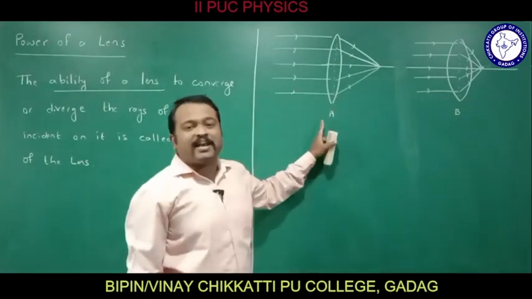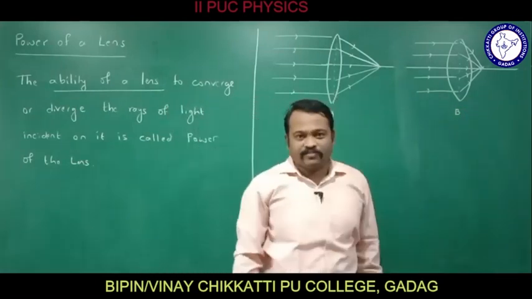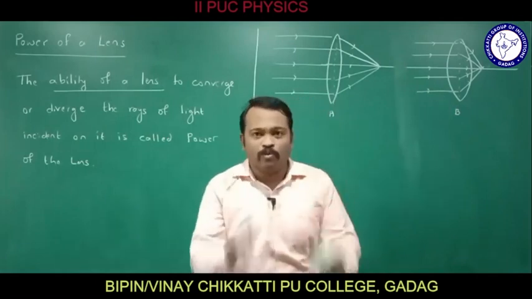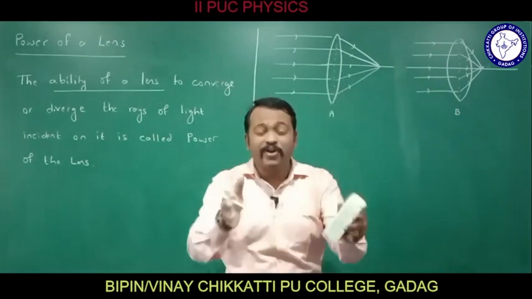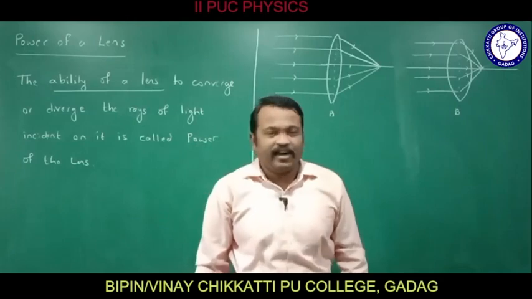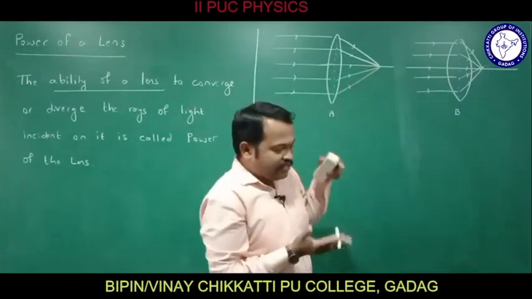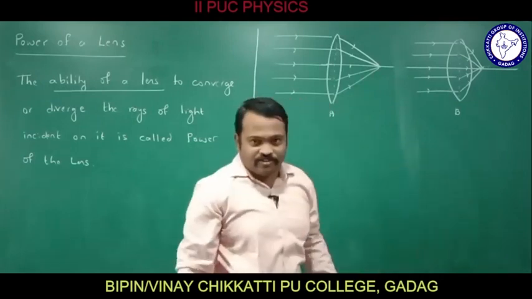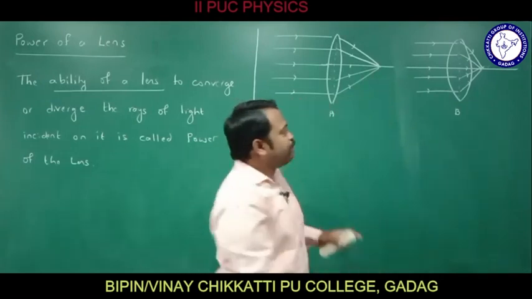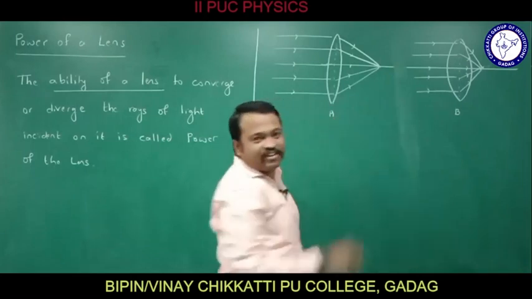This also converges parallel rays of light. This also converges parallel rays of light. Which will converge more? Which lens has more ability to converge? If we compare A and B, one converges at a far distance, the other converges at a short distance. By this, I can say that the power of B is more than that of A.